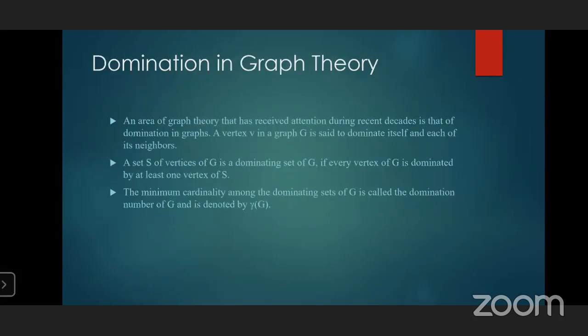In an area of graph theory, which is domination, a vertex v in a graph G is said to dominate itself and each of its neighbors, you can say. The minimum cardinality among the dominating sets of G is called the domination number of G and is denoted by gamma(G).